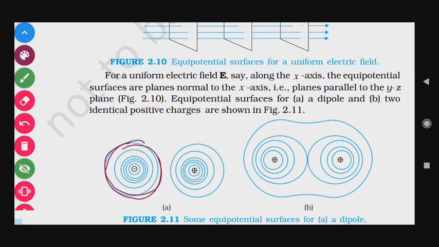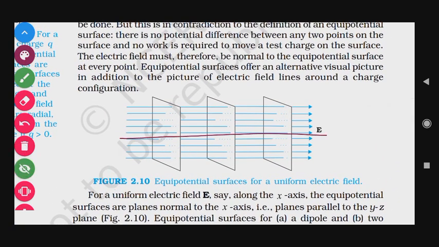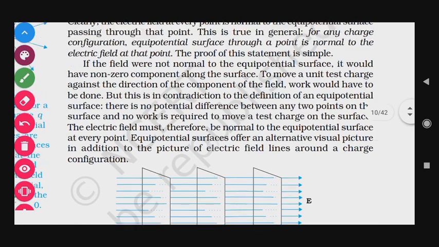So whatever the configuration is, for the equipotential surface obtained from that configuration, the electric field will always be normal, everywhere. Here you can see the electric field is normal to the surface. We can have a proof for this. Okay, we'll see the proof now.